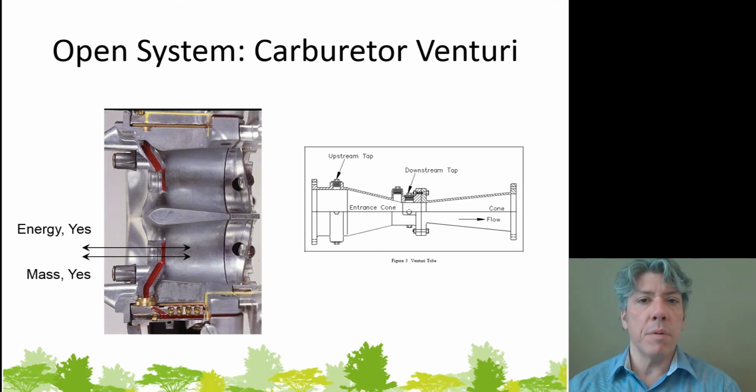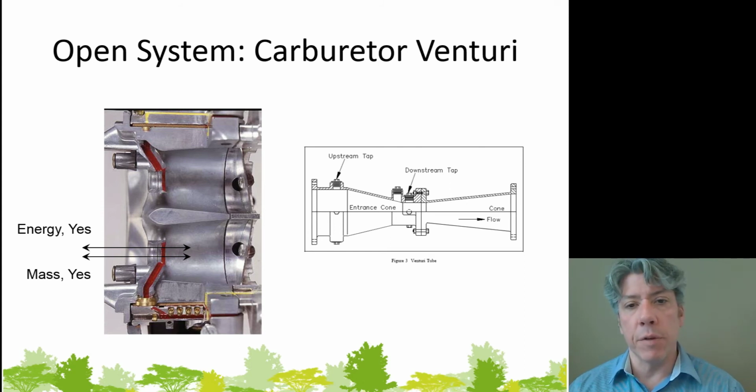An open system might be a carburetor's venturi, where air flows through it, and because of the shape of the venturi, the pressure is reduced so that gasoline or whatever fuel is needed can be sucked into the carburetor and then introduced into the engine as an air-fuel mixture. So both mass and energy can cross the system boundary if we're considering the venturi as the system, and so this is an open type of system.